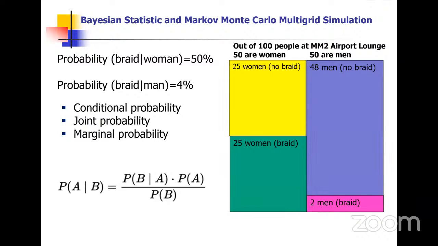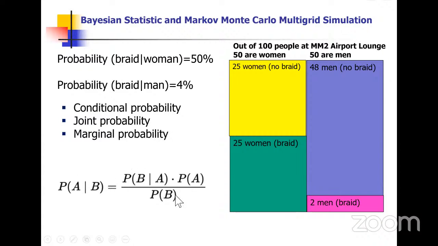So I have another case here. I have 100 people in the whole of the airport. Let's assume 50 are women, 50 are men. For the 50 that are women, let's say 25 of them are wearing braid and 25 are not wearing braid. So the probability of someone wearing the braid being a woman is now 50%. If I go to that side, let's say of 50 men, 48 are not wearing braid, only 2 are wearing braid. This is an assumption. So that will give me the probability that a person wearing braid, I say, excuse me, man, being a man is 4%. And that brings me to this equation.